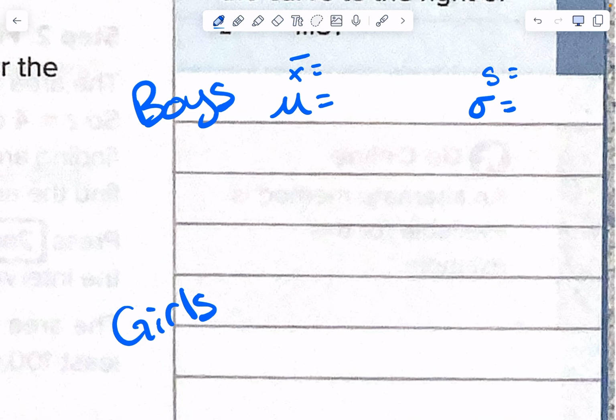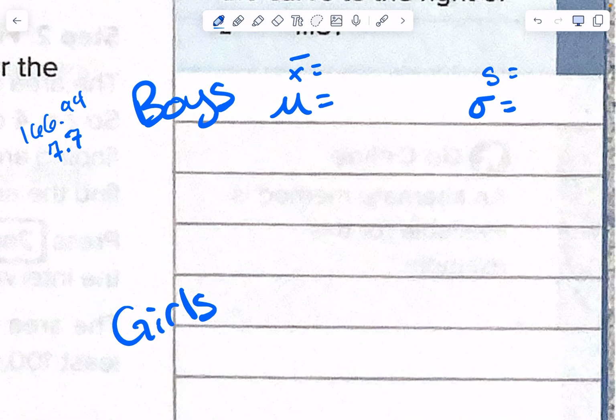Okay, what you got? 54.8 for the mean. For boys? Wait, we gotta go to height. Yeah, I want height. This is in centimeters. 166.94. And 7.7 for the standard deviation. Okay, give me girls. Convert those.